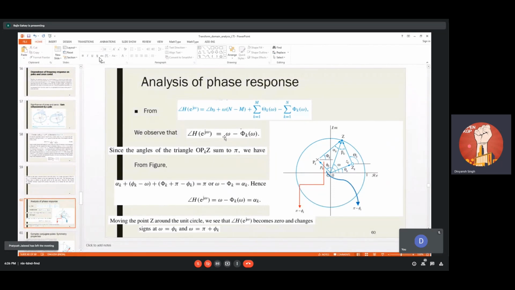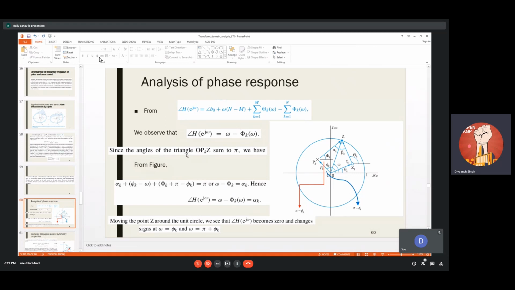Because we have only one pole, n minus m will become equal to 1. If you have only one pole, there are no zeros. So the number of poles is 1, m is equal to 0. So you will have omega into 1 minus phi k omega. That is the term here. You are getting one term from here, no terms from here, zero contribution from here. So this is the angle. Angle of B naught is just a constant. Either it is 0 or it is pi.